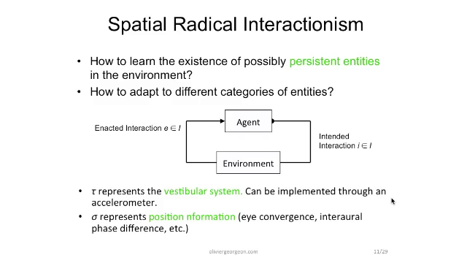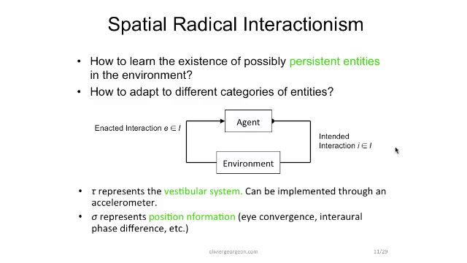Our problem is for the agents to find out that there are persistent entities in space and not only sequential regularities. And we found that it was very difficult for an agent that is only sensitive to sequential regularities to discover the existence of persistent entities in space.